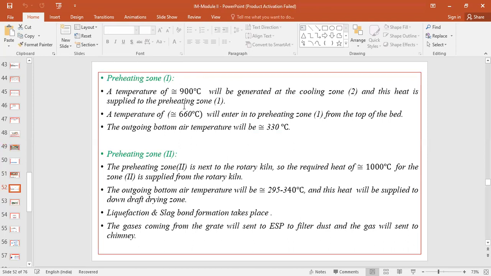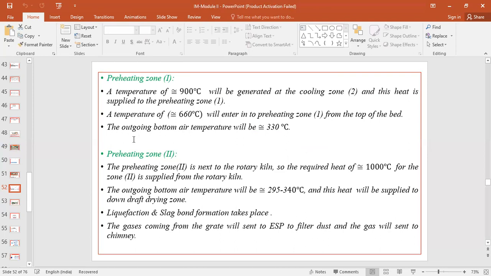We are extracting it from the cooling zone, in fact, and there is a drop during its travel, and the final input temperature is approximately 660 degrees centigrade. This will enter into the preheating zone 1 from the top of the bed, and it travels through the entire bed and comes out at a temperature of 330 degrees centigrade. So almost 300 degrees of heat is supplied to the bed of solids.